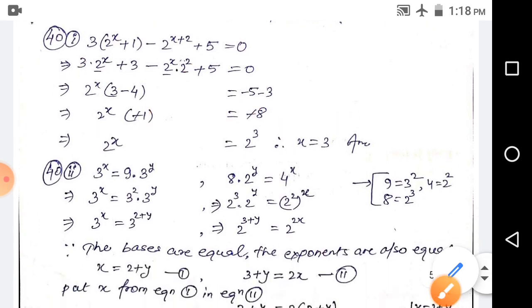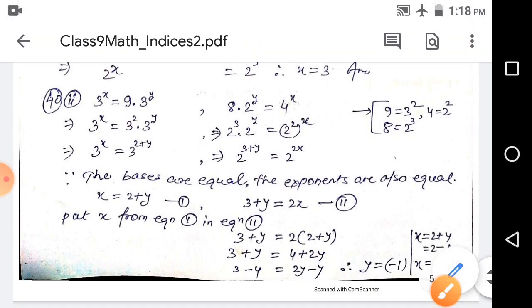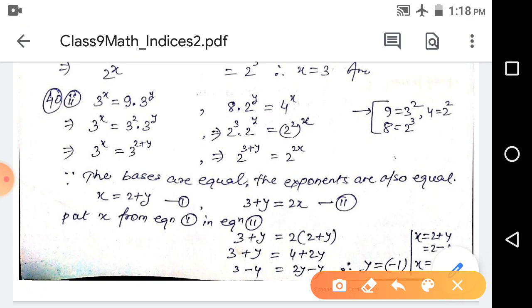Now go to the next bit. Here we have 2 variables, that is x and y, and we have to find out both the variables x and y. 3 to the power x equal to 9 into 3 to the power y. So we continue to solve this. 3 to the power x is equal to, for 9 it is 3 square, and 3 to the power y. See, the powers are added, so this becomes 3 to the power x equal to 3 to the power 2 plus y. As the bases are same, so the exponents are also same. See, this x is equal to 2 plus y. This is what I have written here. So we have the value for x as 2 plus y in the equation 1. I have marked this one as equation 1.